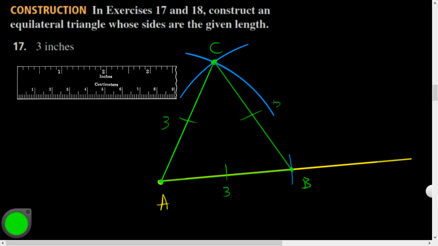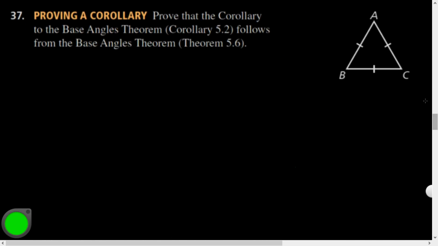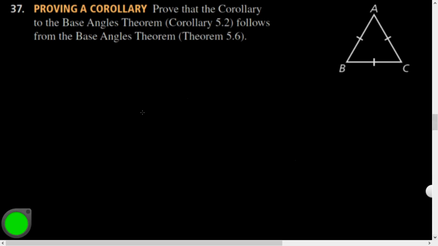So it's an equilateral triangle, and then by the corollary of the base angles theorem, I also know that this is equiangular. So once you've done your construction, you could do a check by seeing if your angles are roughly 60 degrees.